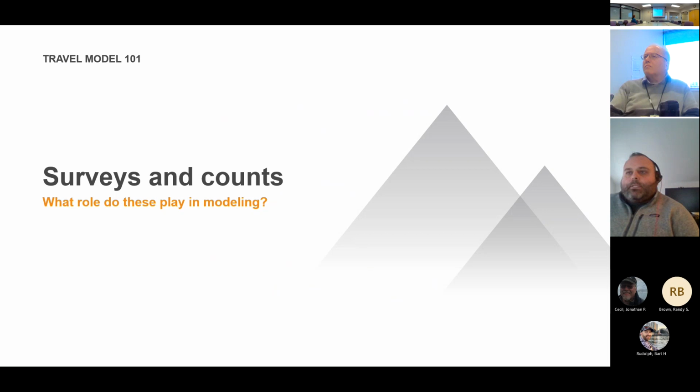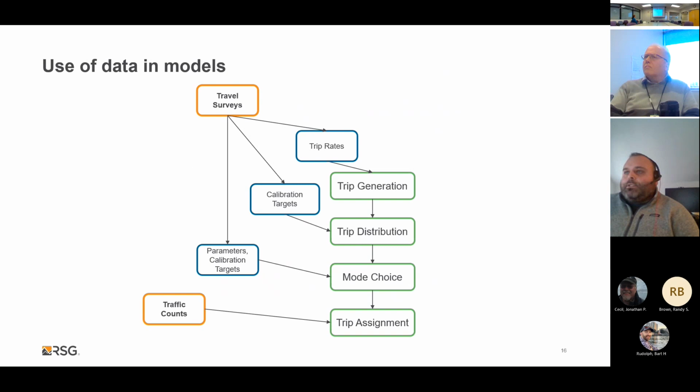So next, we're going to talk about surveys and traffic counts and what role these play in modeling. Travel surveys are the backbone of travel demand models and provide basic behavioral information that is used at each step of the travel demand model. And so travel surveys are therefore a vital part of the travel forecasting process. And here, in orange, I show travel surveys and just how these feed into each of the processes. So for example, the travel survey lets us create trip rates that then feed into trip generation.